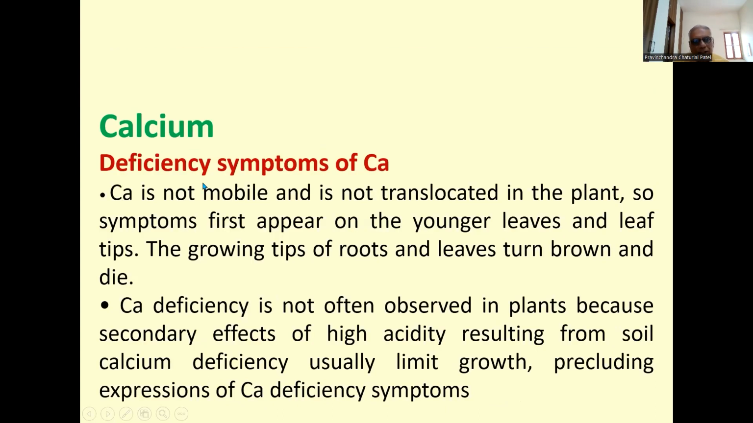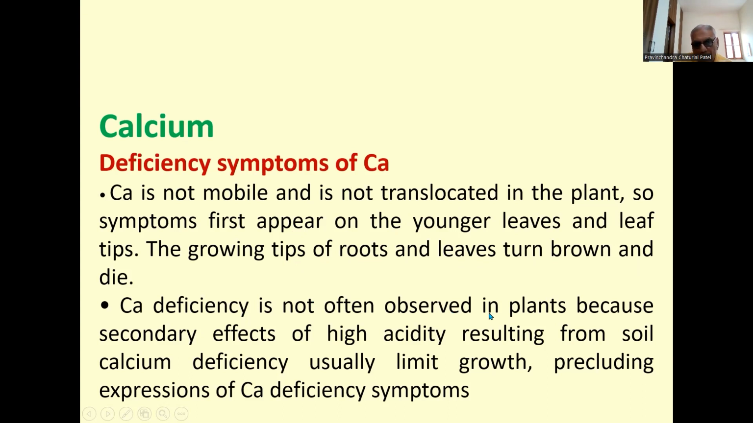Then calcium deficiency symptoms. Calcium is not mobile and is not translocated in the plant. So calcium is immobile in plants. Symptoms first appear on the younger leaves and leaf tips. The growing tips of roots and leaves turn yellow-brown and die. So, as it is immobile, you can observe its deficiency on the younger leaves or top leaves.